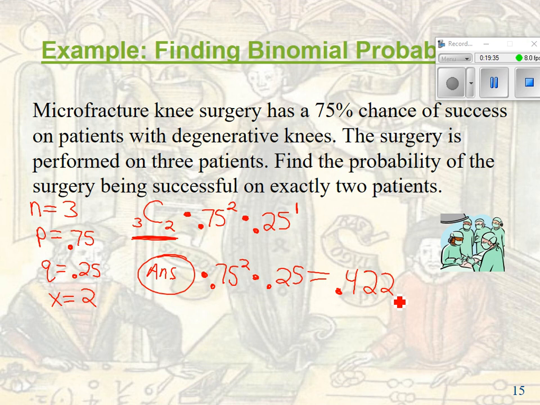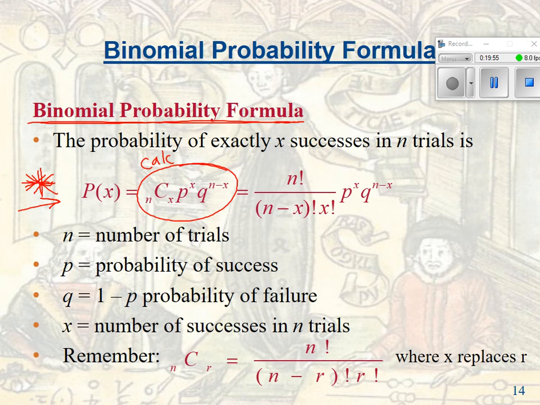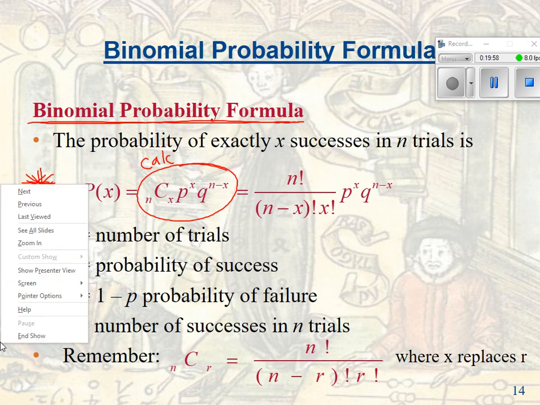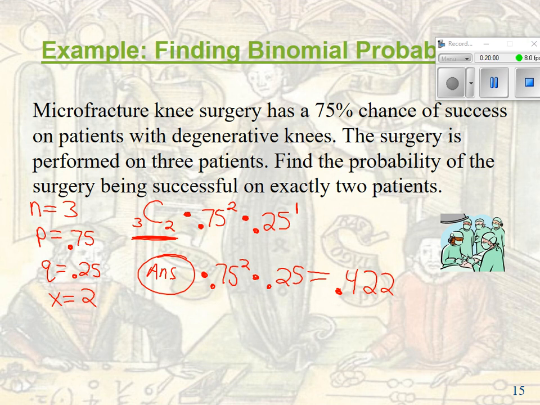So 0.422, that's about 42% of the time this doctor's going to perform this surgery and 2 out of the 3 are going to be successes. That's not a very nice number. Well, that's not counting 3 out of 3. Exactly, it's only if it's exactly 2, so there are 2 successes and one failure. So he's better off not failing.